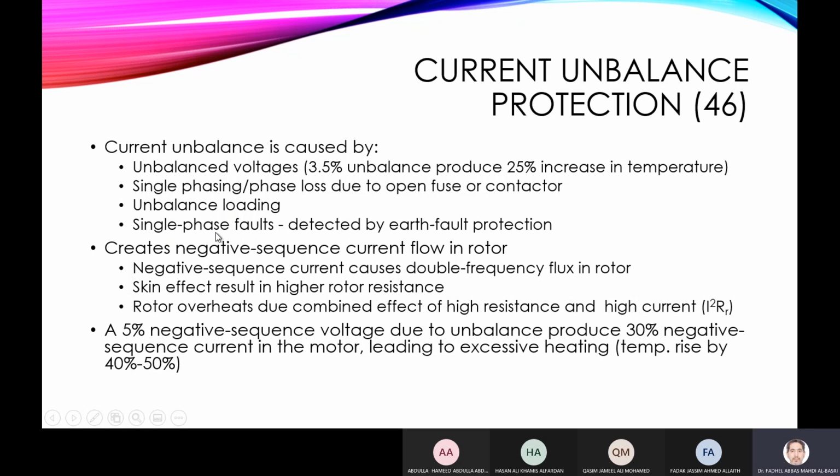But this single phase current fault is already detected by the earth fault protection that I have presented. So this is not an issue for us. This is what will not be detected by the overcurrent protection. So how do we detect this? We normally measure it. There are different ways.